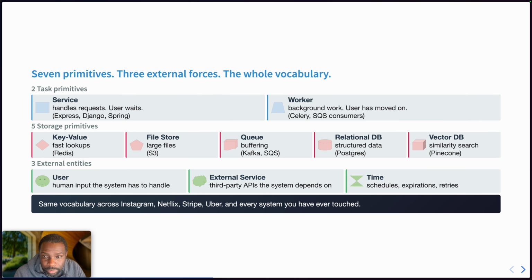Every system you've ever used is some arrangement of 7 building blocks plus 3 external entities. Two for tasks: a service handles requests while the user is waiting. A worker handles background work after the user's moved on.